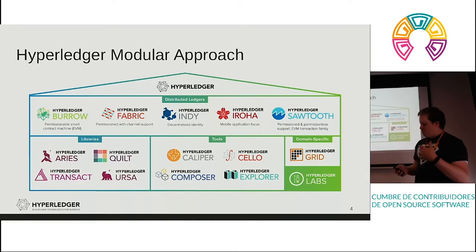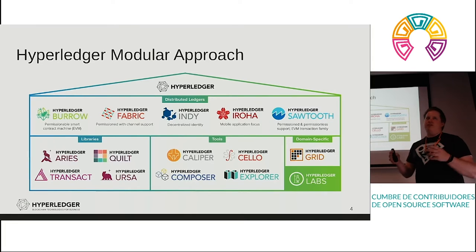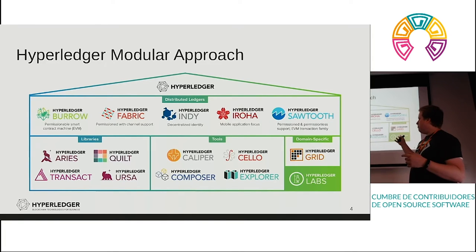Libraries, Ares is one for, again, identity. Quilt implements the interledger protocol in Java, which is how you might connect up multiple implementations of different blockchain ledgers and agree across blockchains that some state has been reached. Transact is a very new one that is poised to become a library to implement very low-level ledger implementations. Ursa is hopefully going to be our cryptography library that all of the projects will eventually use. It is also very new, and I believe Sawtooth and Iroha have some integration with Ursa already.